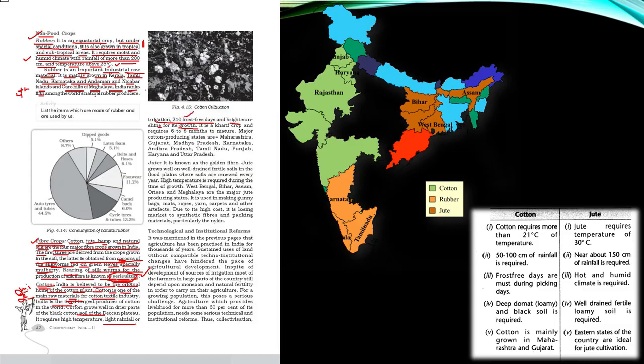Again, it is a kharif crop and it requires at least 6 to 8 months to mature. Major cotton producing states are Maharashtra, Gujarat, Madhya Pradesh, Karnataka, Andhra Pradesh, Telangana, Tamil Nadu, Punjab, Haryana and Uttar Pradesh. Mainly these states consist of black soil, which is very suitable for the cultivation of cotton crop.